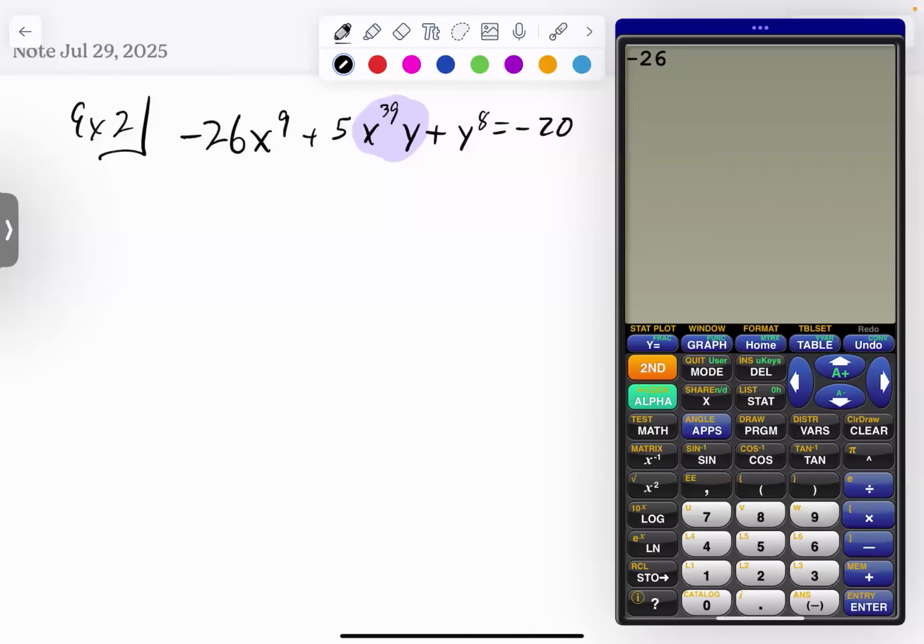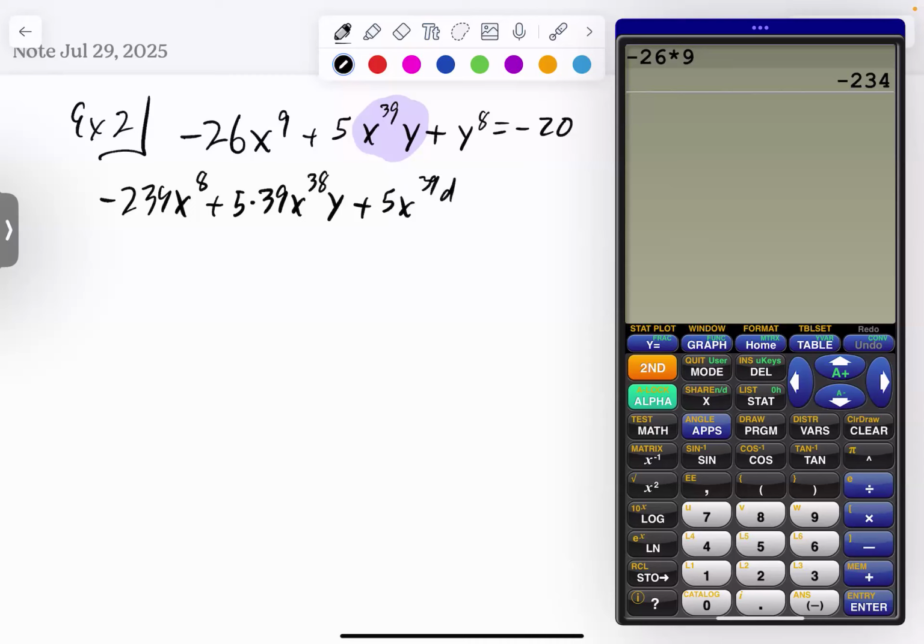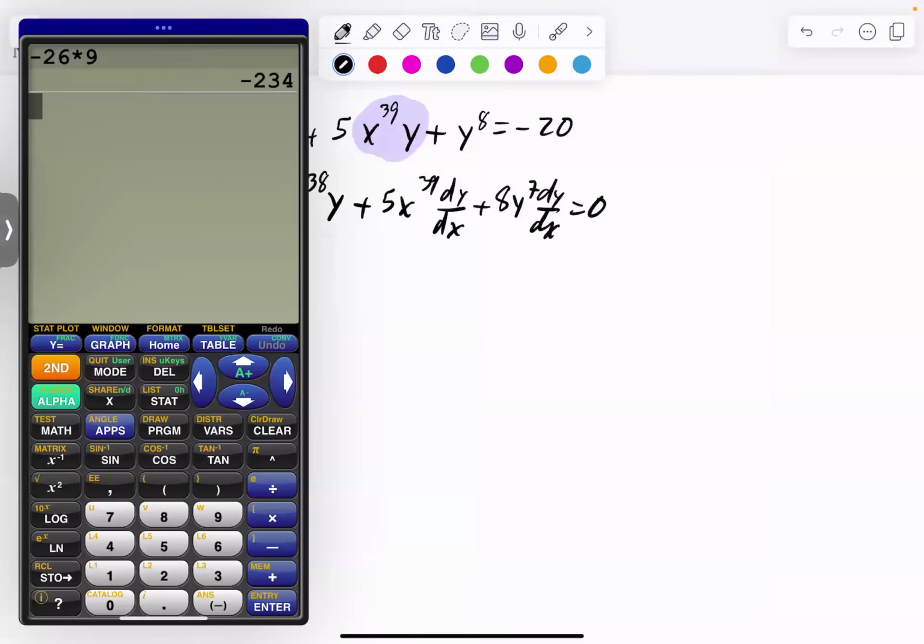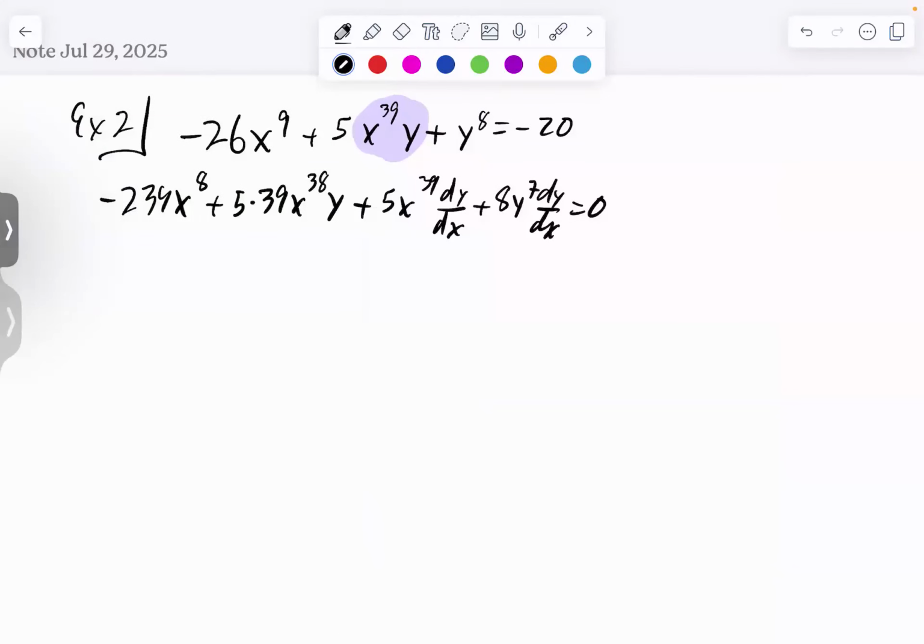So this gives me negative 26 times 9, so negative 234 x to the 8th plus 5 times 39 x to the 38th y plus 5x to the 39th, and the derivative of y with respect to x is dy over dx, which again is what I'm looking for. This is going to be 8y to the 7th dy over dx equals 0 once again. You can see why I needed more space. This one's a little bit more messy.